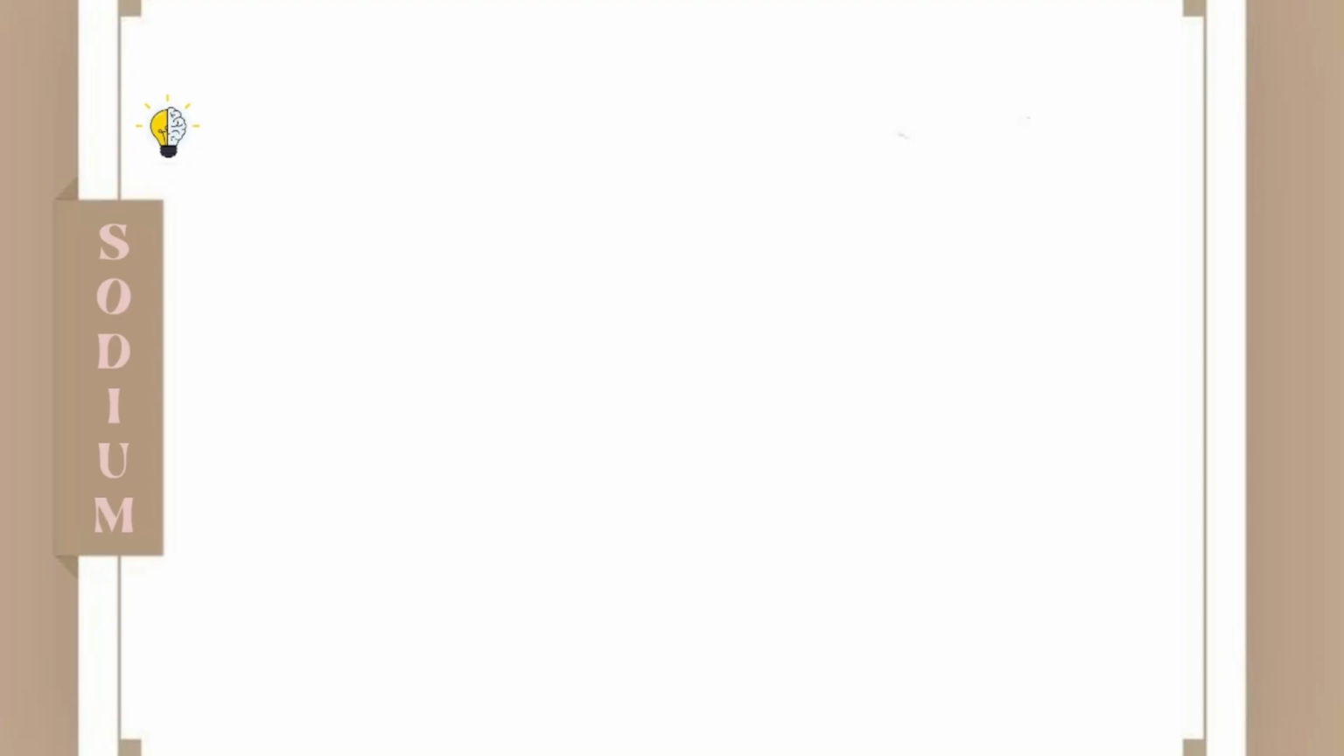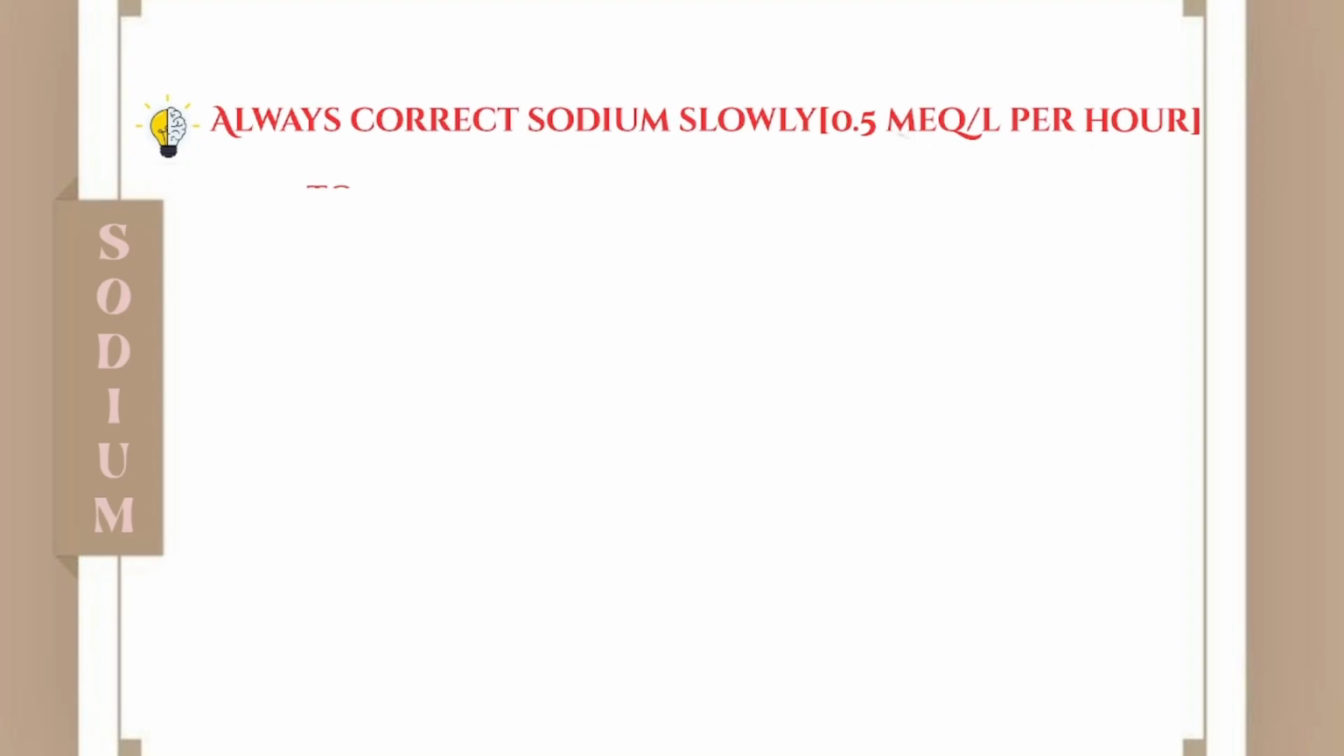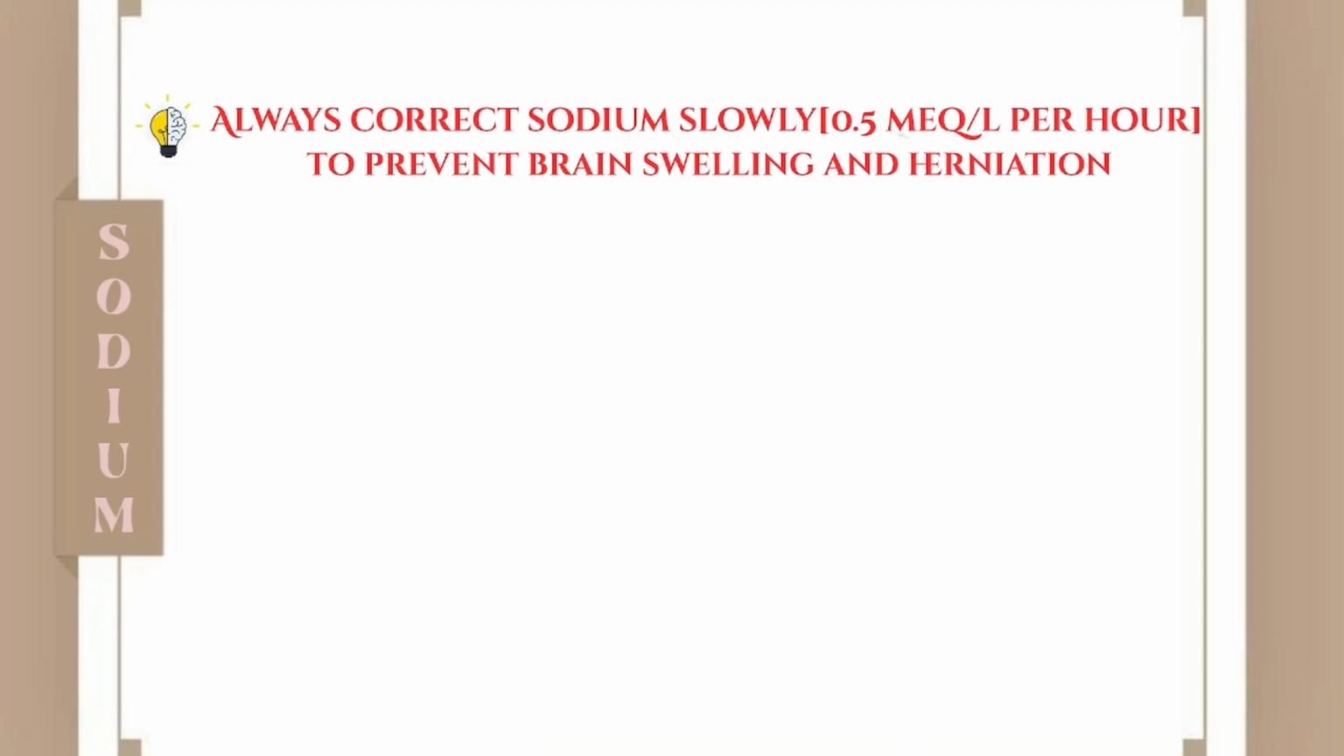There is a key tip to remember. Always correct sodium slowly, 0.5 milliequivalent per liter per hour, to prevent brain swelling and herniation. Whenever we correct a sodium imbalance, we have to correct it very slowly, at a rate less than or equal to 0.5 milliequivalent per liter per hour, because cerebral swelling and herniation can occur in this condition. So this is very important to remember whenever we have to treat sodium imbalance.